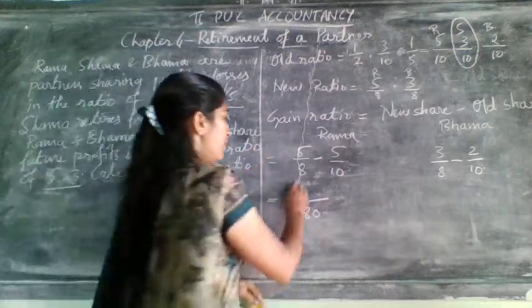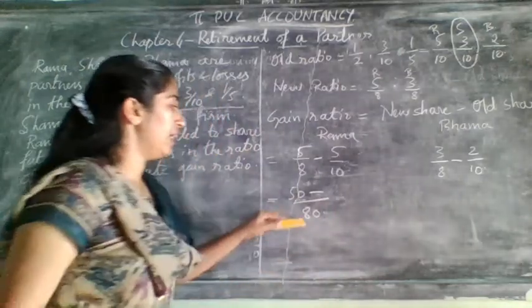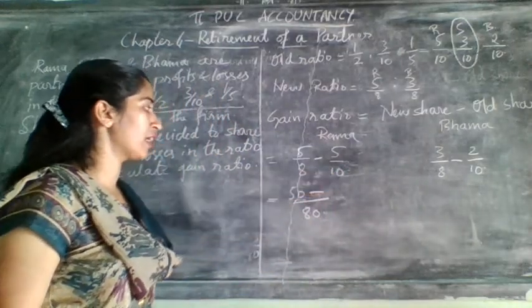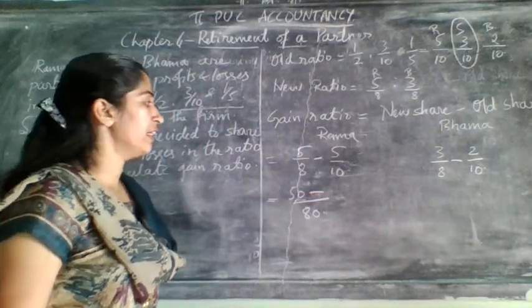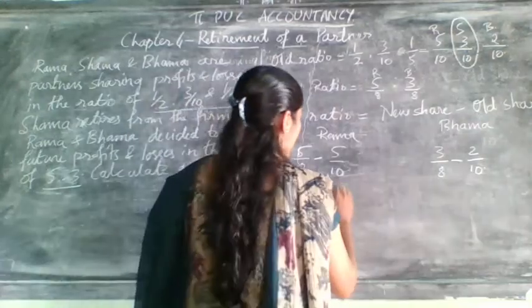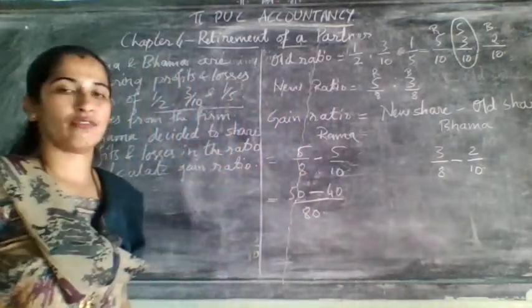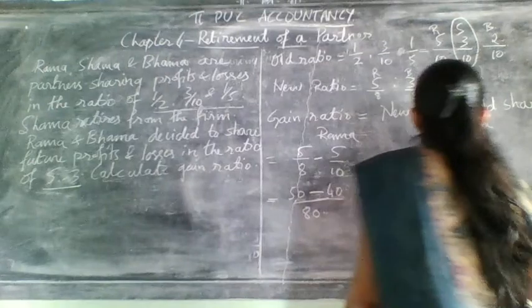80 divided by 8, it will come 10. 10 5s are 50, right? 80 divided by 10, it will come 8, correct? 8 5s are 40.